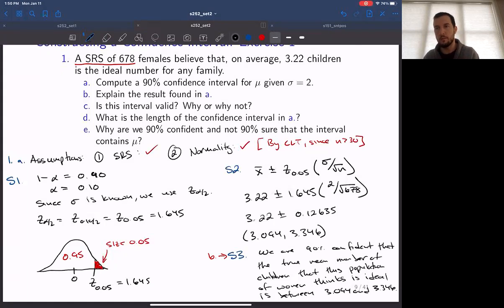Otherwise, everything is pretty much the same in terms of interpretation, assumption check, and finding the confidence level.